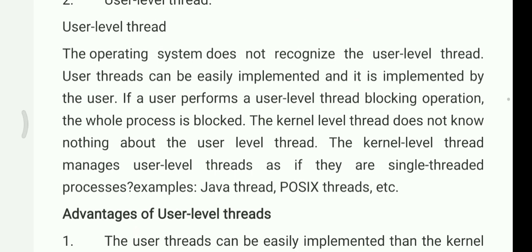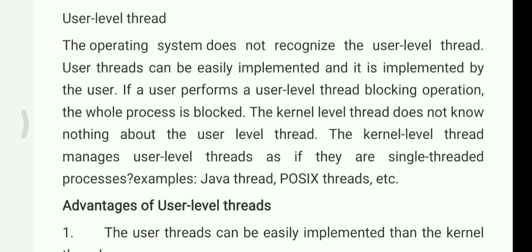The operating system does not recognize the user level thread. User threads can be easily implemented, and they are implemented by the user. If a user performs a user level thread blocking operation, the whole process is blocked. The kernel knows nothing about the user level threads. The kernel manages user level threads as if they are single threaded processes. Examples: Java threads, POSIX threads, etc.